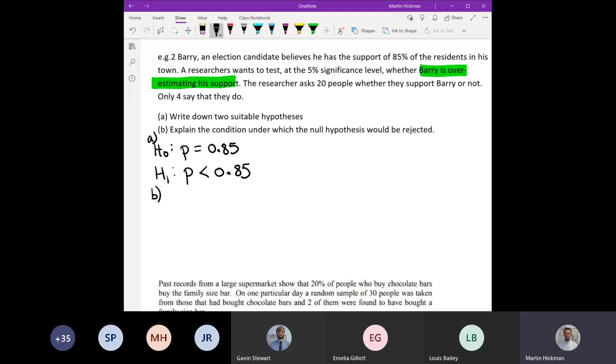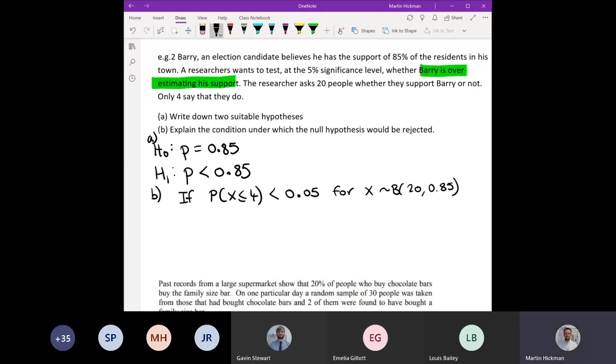So where we would reject the null hypothesis, we reject the null hypothesis if the probability that 4 or less people support him in a sample of 20 is less than 0.5 when the data is binomially distributed.